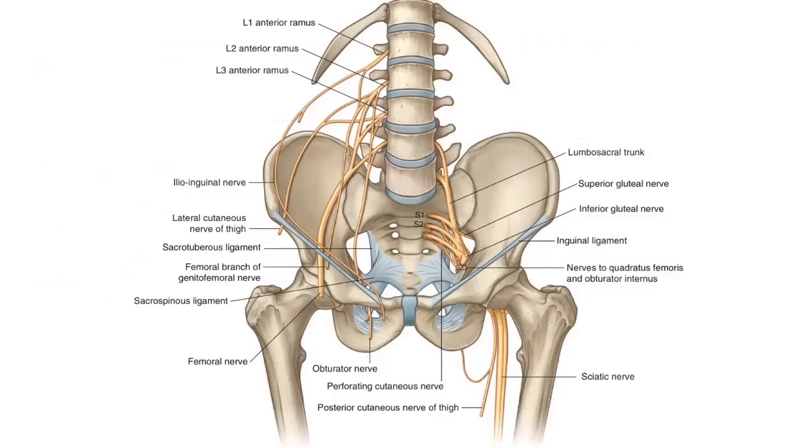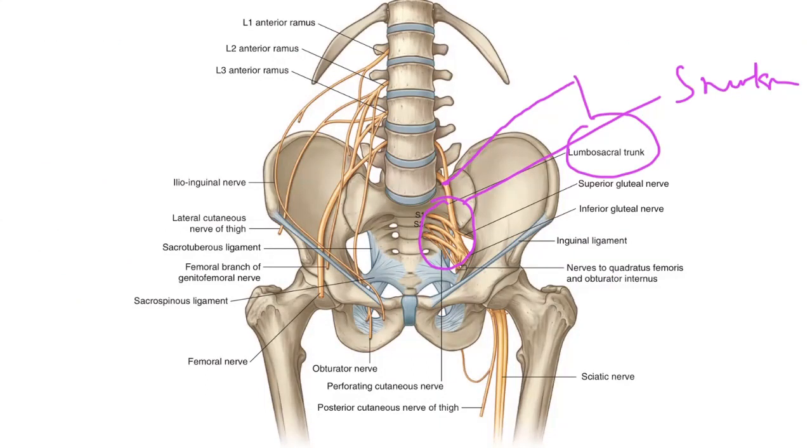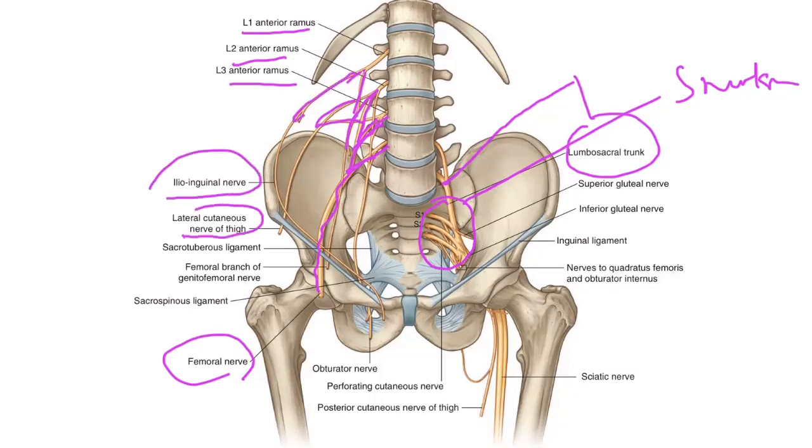And you see, this one is the sacral plexus, right? So L4 and L5 participating in the sacral plexus are called the lumbosacral trunk. This is the femoral nerve. L1 anterior rami, L2 anterior rami, L3 anterior rami. So these rami form an intricate plexus. Ilioinguinal, and the lateral cutaneous nerve of the thigh. This one is the lateral cutaneous nerve of the thigh.